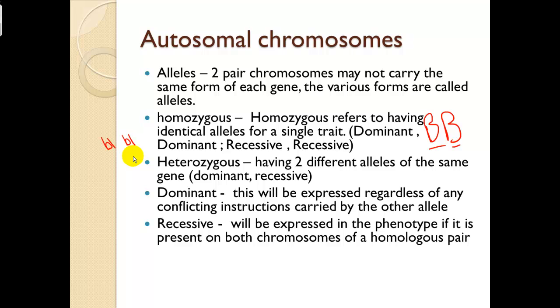Heterozygous, having 2 different alleles of the same gene, and this would be one, you have one dominant, one recessive, and we'll look at these squares here in just a couple slides. A dominant will be expressed regardless of any conflicting instructions carried by the other allele. So if you have a dominant and a recessive, the dominant is always going to be expressed. Recessive will be expressed in the phenotype if it is present on both chromosomes of a homologous pair. So if we are blue eye recessive, this will be expressed.